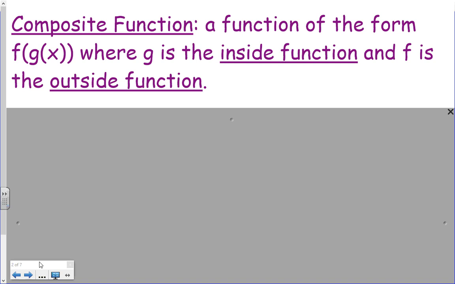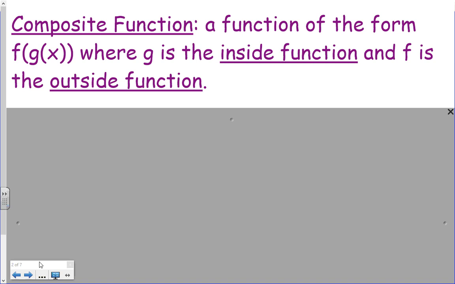All right, so let's start out with a definition here, just so that we know what a composition is. When we talk about a composite function or a composition of functions, here's what we're describing. We've got a function in the form of f of g of x. X is your input there. You'll plug that into function g, and then that result becomes the input for function f. And you plug that into function f and get another output.